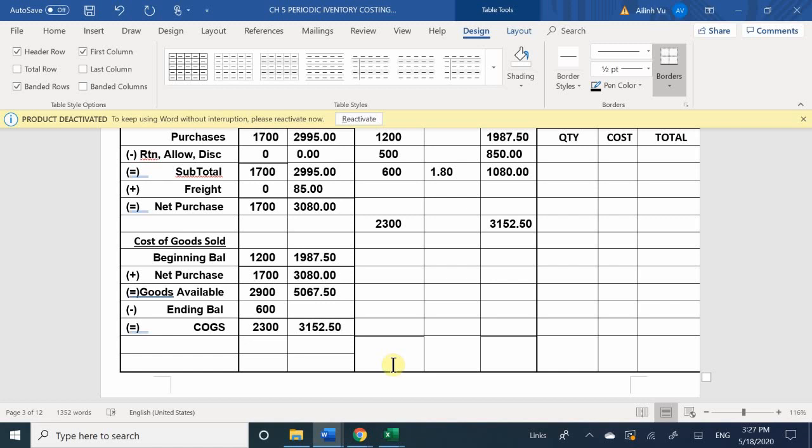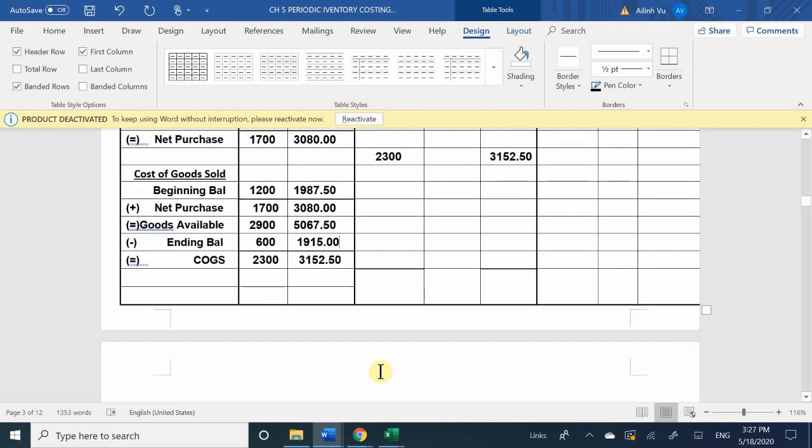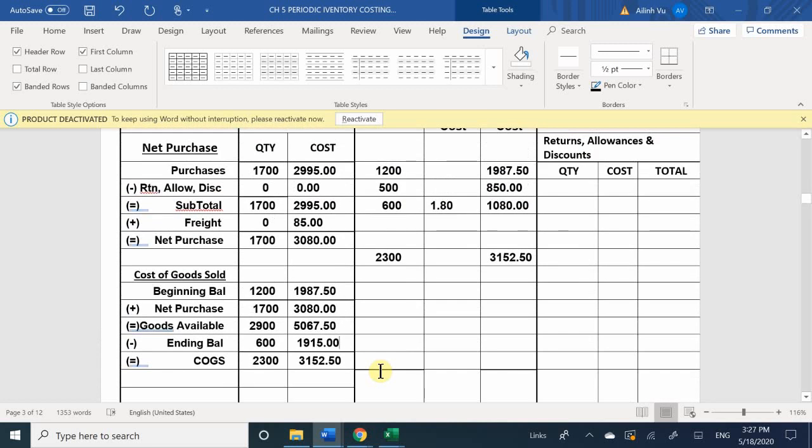So how do we solve for the remaining balance in inventory? We subtract the cost of goods sold from goods available. And what do we get? 1,915. Okay, so we solved for that.